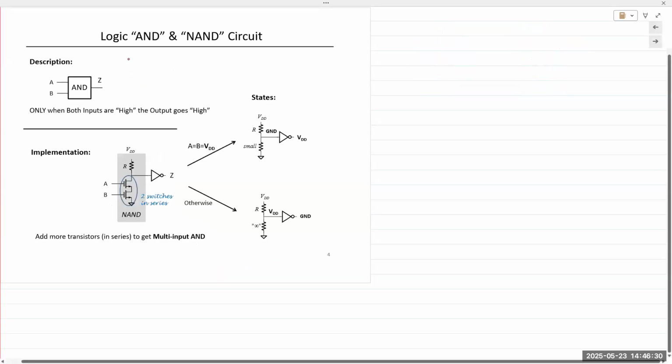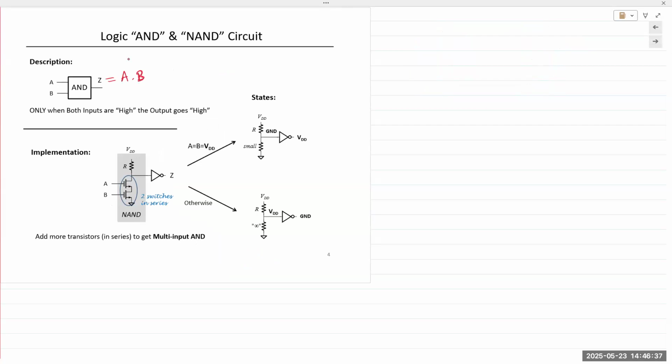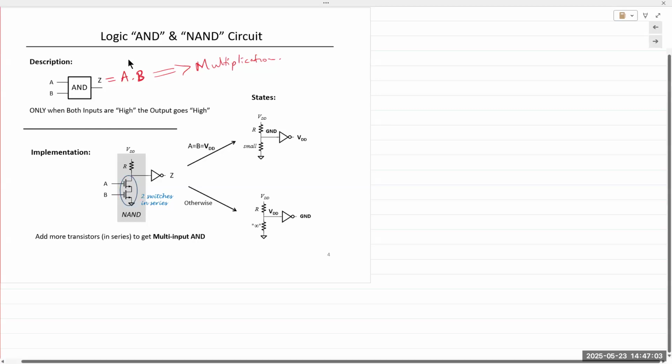Logic AND and logic NAND. Here Z is A and B. A logical AND is similar to mathematical multiplication. Not exactly the same, but very similar. So akin to mathematical multiplication. Operation is the same, except the connection is now in series. So you have two transistors connected in series, cascaded one after the other.